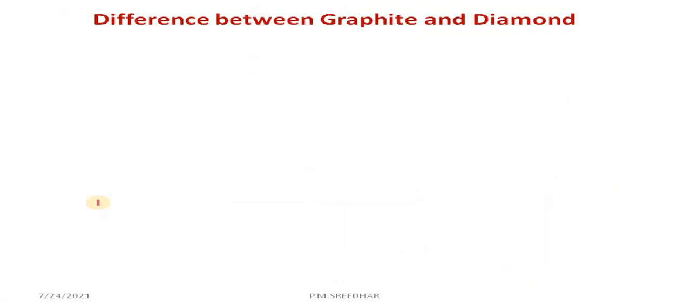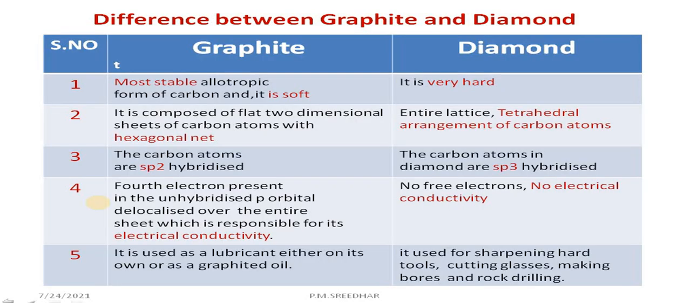Difference between graphite and diamond. Most important question for exam. Graphite and diamond. Point number 1. Graphite is the most stable allotropic form of carbon, and it is soft. Diamond is very hard. Point number 2. Graphite is composed of flat 2-dimensional sheets of carbon atoms with hexagonal net. The entire diamond lattice has tetrahedral arrangement of carbon atoms. Point number 3. In graphite, the carbon atoms are sp2 hybridized. In diamond, the carbon atoms are sp3 hybridized.